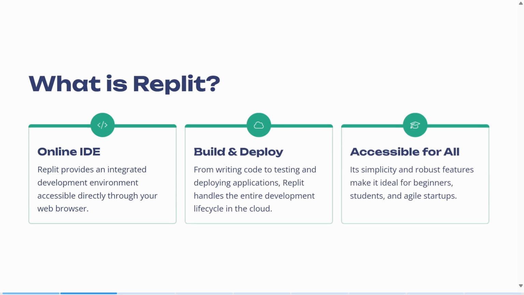So, what is Replit? Replit is an online tool where you can write code directly in your browser. You don't need to install anything on your laptop. You can build, test, and even launch apps all in one place. It's great for students, beginners, or anyone who wants to code easily from any device.